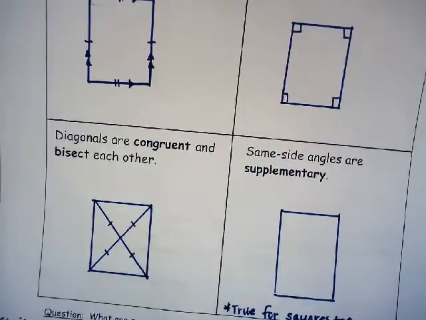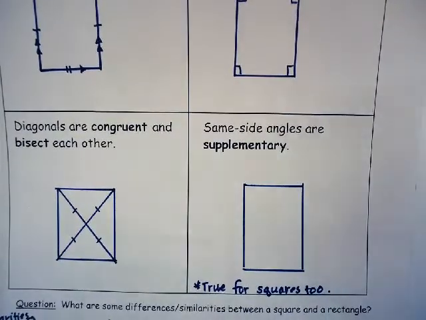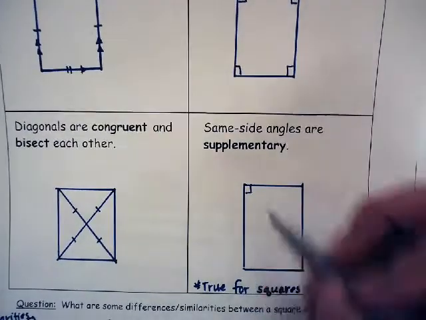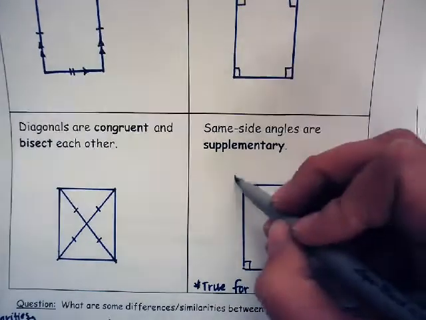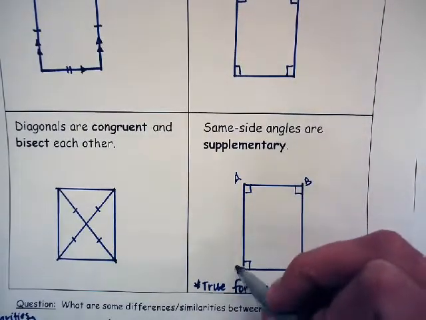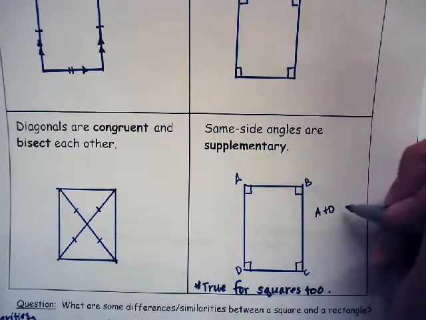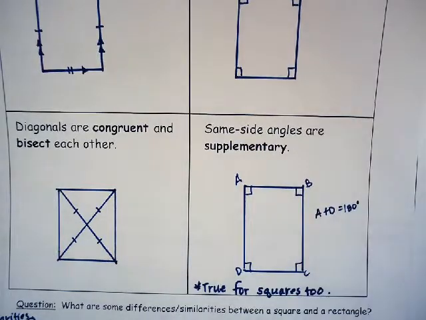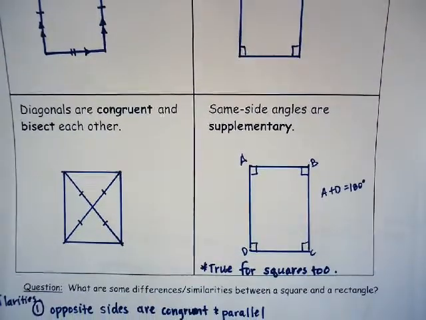Okay, same side angles are supplementary. Remember what supplementary means? They add up to 180. Well, that makes sense with a rectangle because they're all 90 degrees. So of course, if I had a rectangle A, B, C, D, and I took A plus D, I get 180 because they're both 90. Remember that was a property of a parallelogram as well. I wrote that's true for squares too, but we'll talk about that in a second.